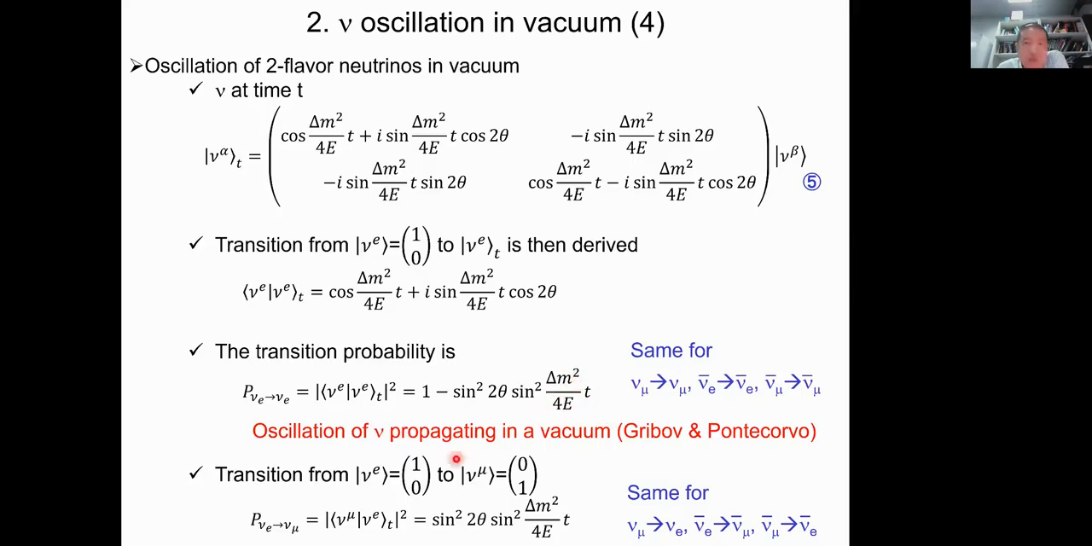On the other hand, transition from nu e to nu mu is also calculated using this expression that is given by this equation. Flavor change probability from nu e to nu mu also oscillates. Yes, these are neutrino oscillations in vacuum.